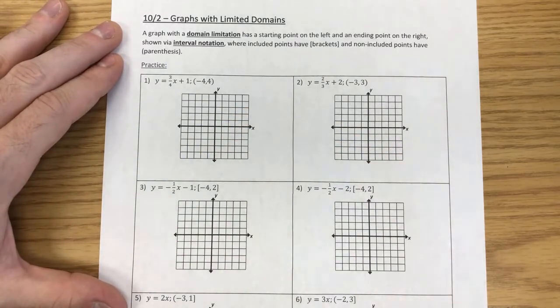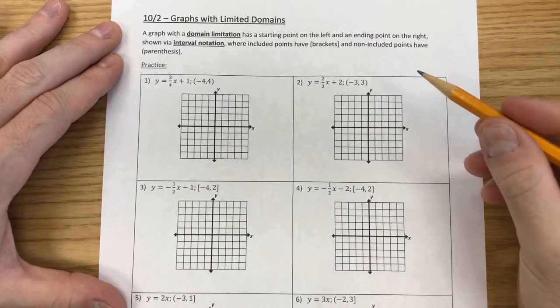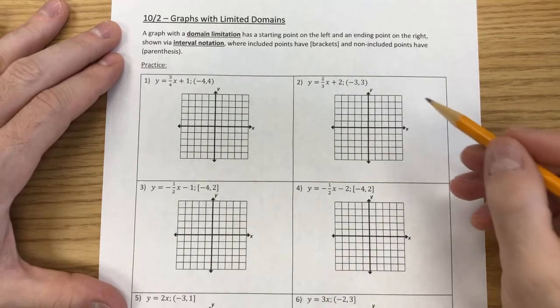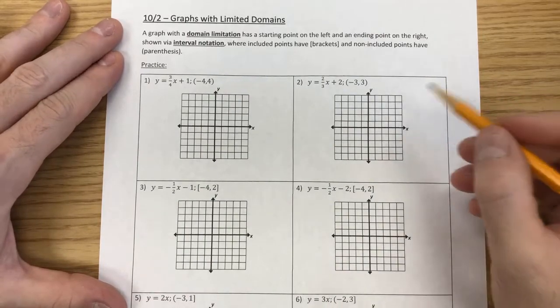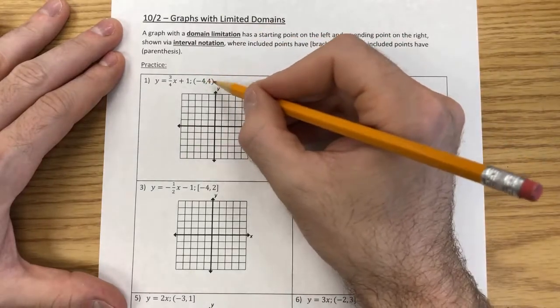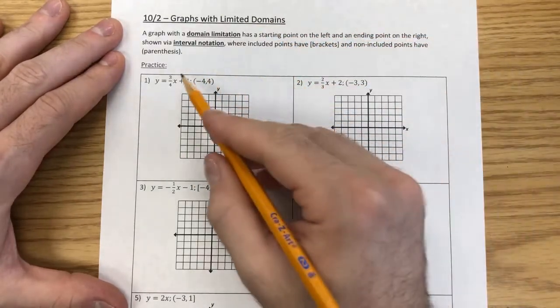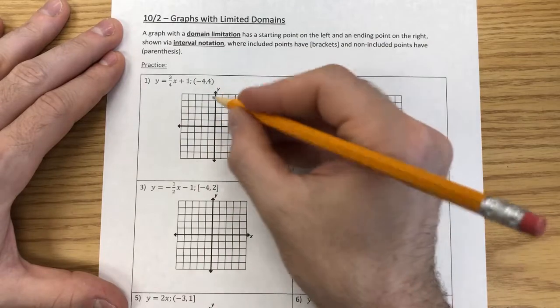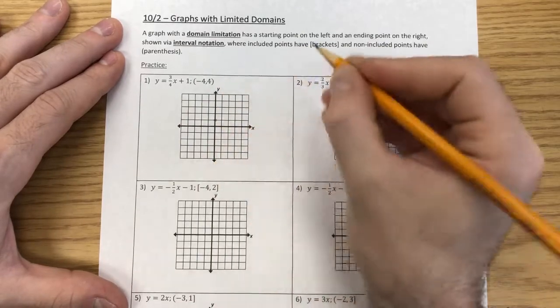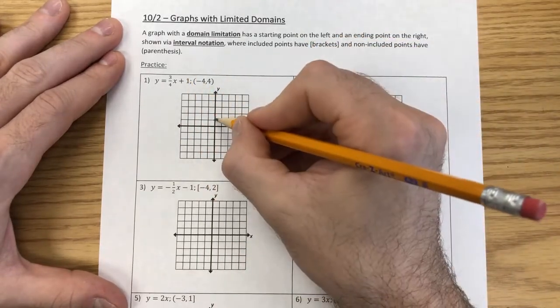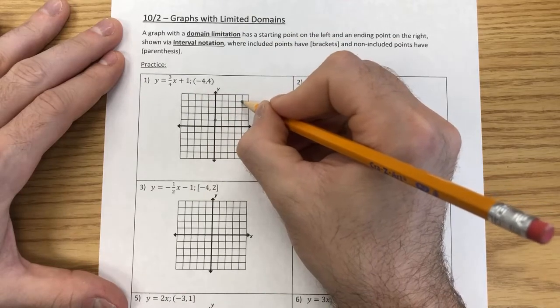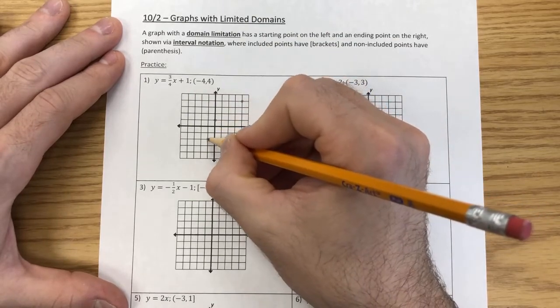Now, what I would do, I typically graph these with a pencil first, so that I can erase the portions of the graph that I don't need. Because again, we're only concerned with part of the graph. So I'm going to graph this. This is a standard line. I have an intercept at +1, and I go up 3 and over 4, down 3 and back 4.